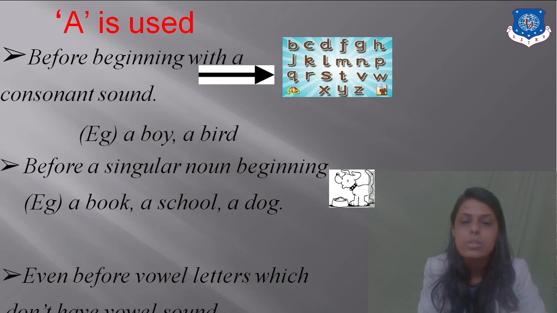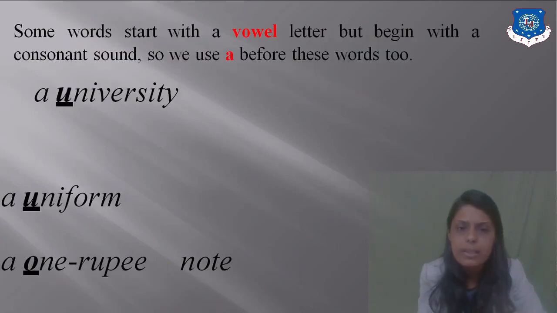So we use a also before a vowel letter. Suppose A, E, I, O, U are there, but the sound is not a vowel sound, then we can utilize a before it. We don't have to utilize an before it. I'll give you examples so that it will be clear for you how articles are utilized. Some words start with a vowel letter but begin with a consonant sound.